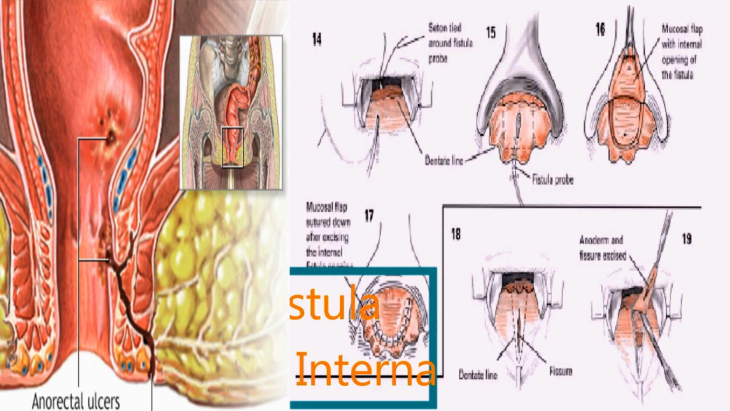The probe is first passed from the external opening to the internal opening, and a zero silk suture is tied around the groove in the probe. Figure 14. The probe with the suture is then pulled back through the fistula tract, and the zero silk suture is tied tightly around the muscle. All fat and skin are removed, leaving the seton compressing sphincter muscle only.